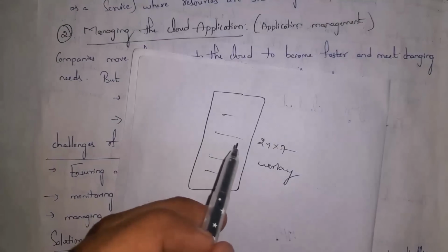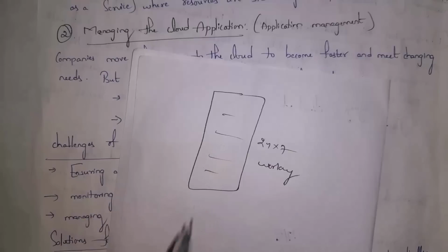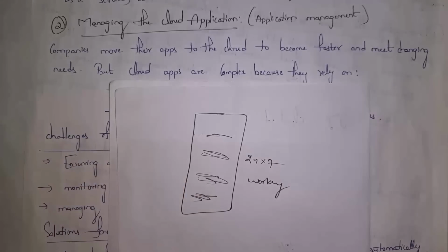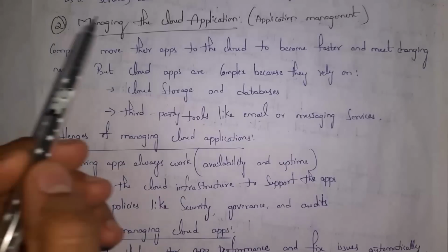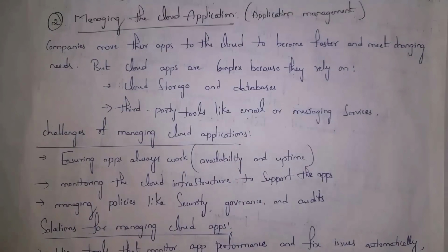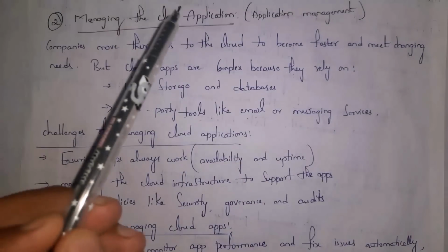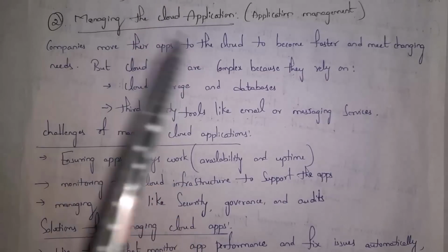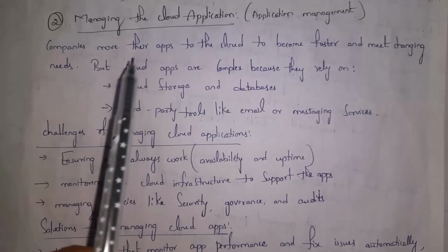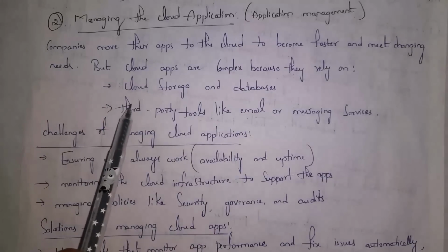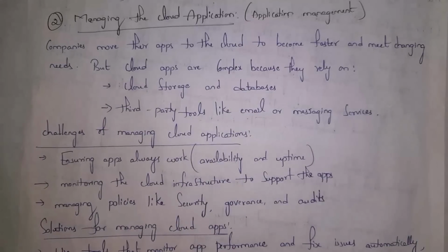Guys, server is nothing but 24/7 working high configuration system. And cloud contains so many servers. And many software companies will keep their apps in cloud because cloud will be very fast. So company moves their apps to the cloud to become faster and meet changing needs. Guys, many of the companies will think that if they place their apps in cloud, then that apps will work fast. But keeping apps in cloud is complex because our app must depend on cloud storage and cloud databases, and also our app must depend on third-party tools like email or messaging services in cloud.